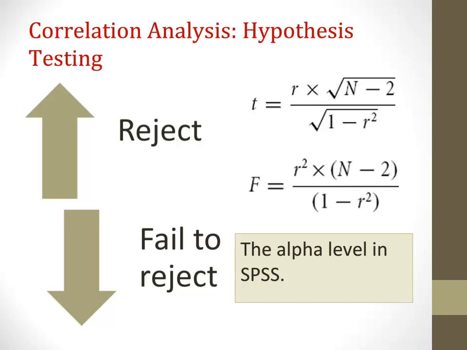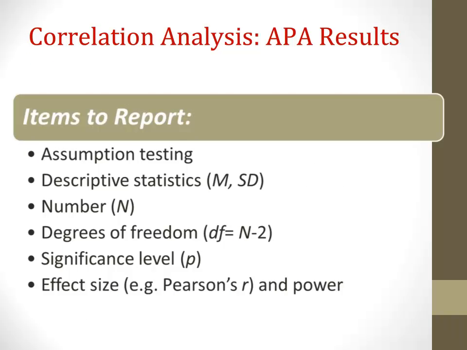So now we've talked about assumption testing, hypothesis testing, and effect size. Let's move on and talk about reporting these results in APA format. When conducting and reporting the results of a correlation analysis, a Pearson's R, here's a list of the items that you need to report: the assumption testing, the descriptive statistics, the number of participants, the degrees of freedom, the significance level, the effect size, and the power.